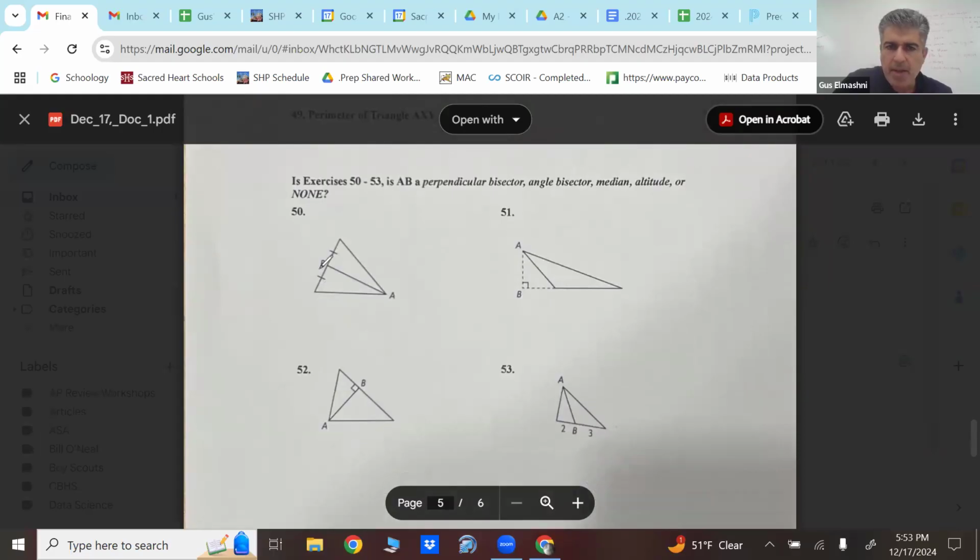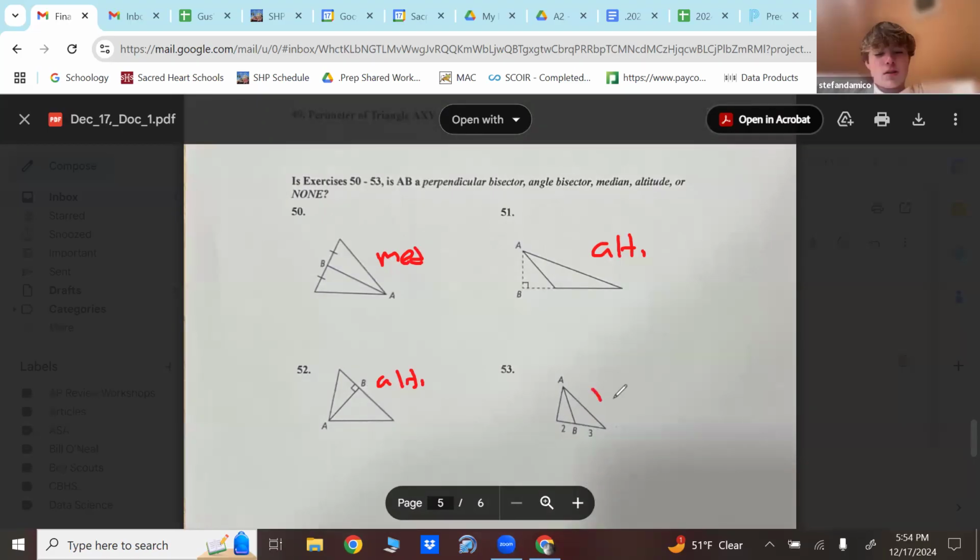A perpendicular bisector, that's just a median. That's an altitude. No, that's a median. No, it's an altitude as well. And then altitude also, I think. And that's nothing. I don't know what that is. And you can't do anything. It's not cutting it in half.